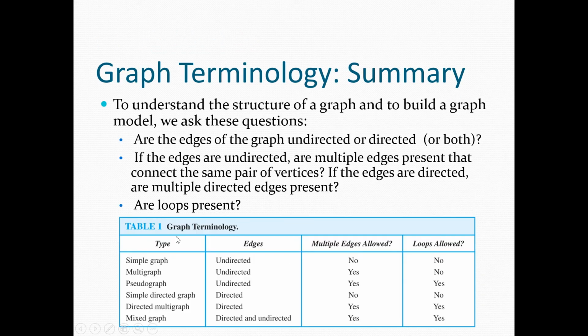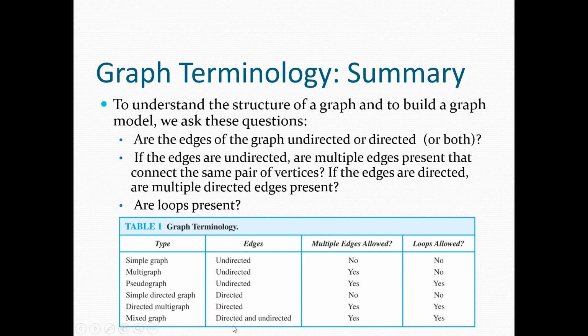Graph terminology summary. Now this is summarized in this table. A simple graph has undirected edges, with no multiple edges and no loops allowed. A multigraph has undirected edges, with multiple edges allowed and no loops. A pseudograph is undirected, multiple edges are allowed, and loops are also allowed. Simple directed graphs are directed graphs, of course, as the name suggests, and no multiple edges and no loops are allowed. Directed multigraphs are directed, so edges are directed, multiple edges are allowed, and loops are also allowed.